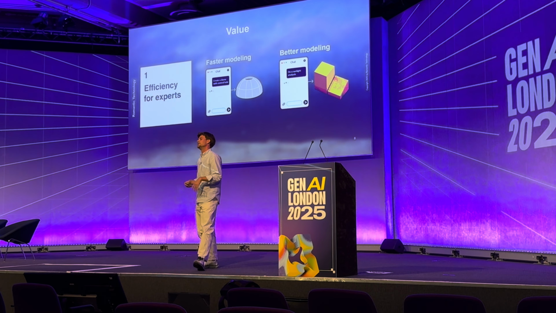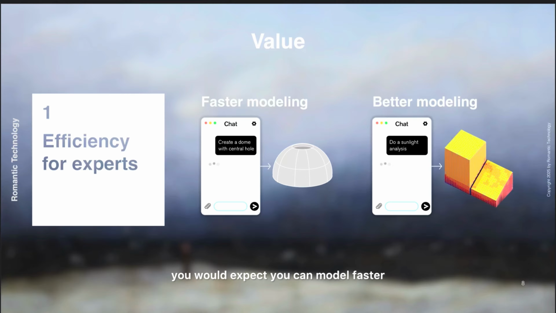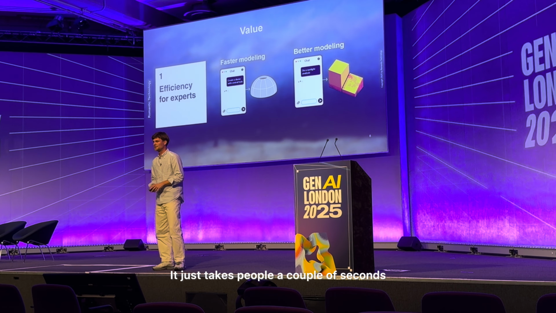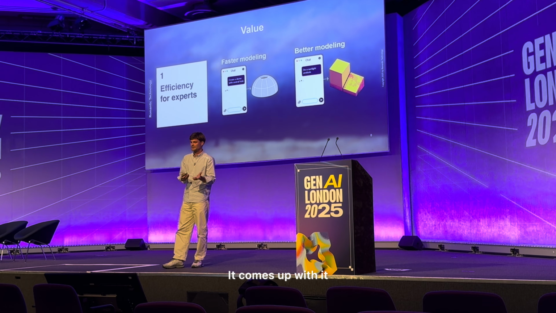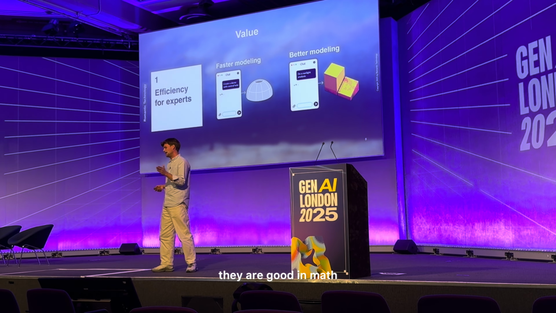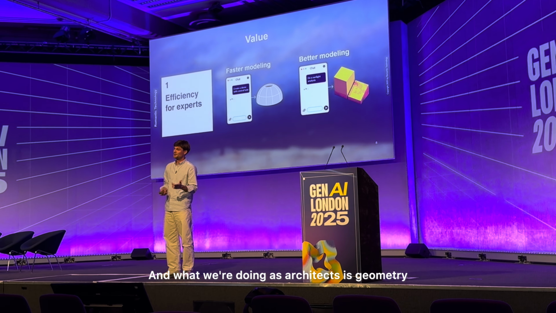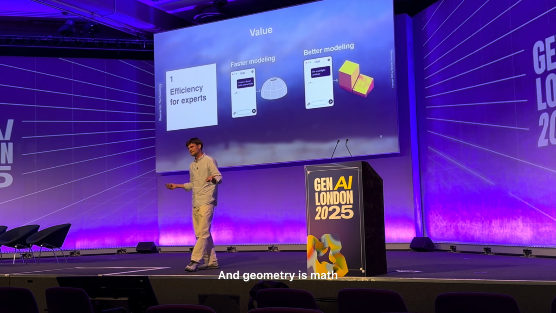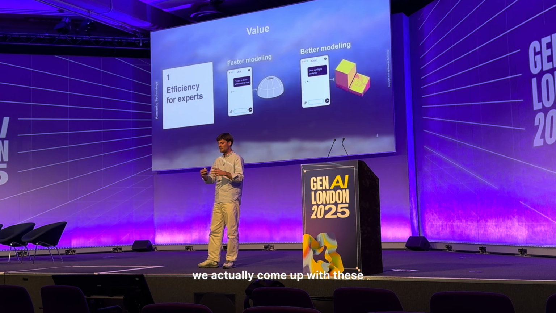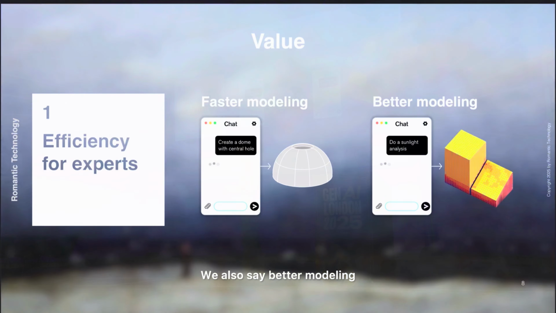Of course, if you follow my thought, you would expect you can model faster, because as I just said, you just say, this is what I want. It just takes a couple of seconds. It comes up with it. The good thing is, the reasoning models that we have today are good in math. And what we're doing as architects is geometry. And geometry is math. So with a little tweaking of Romantic, we actually come up with these shapes for you way quicker.